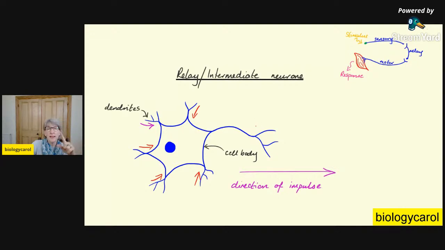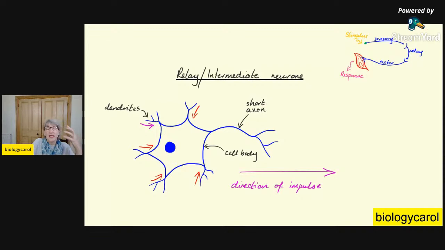And the slightly longer extension in the relay neuron, here's the direction of the impulse, and notice there is only, or I should have pointed that out for sensory neurons, only one axon per neuron. Every neuron only has one axon, may have loads of dendrites, yeah, but only one axon. Really useful to know that. So on a relay neuron, the slightly longer extension is going to be the axon, okay?